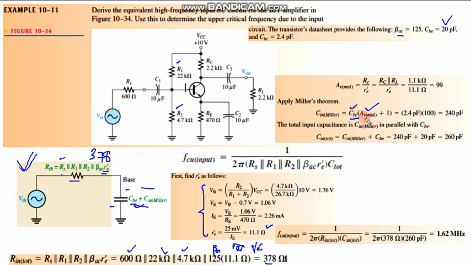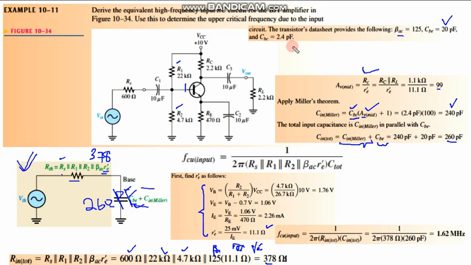This is a common emitter amplifier, and we know that for a common emitter amplifier the value of the gain is given by this equation, from our previous knowledge. So the gain comes out to be 99. So 99 plus 1 is 100 times CBC, which is 2.4. So this is the capacitance value. The total capacitance is the sum of this one with this one, so it is 260 picofarad.